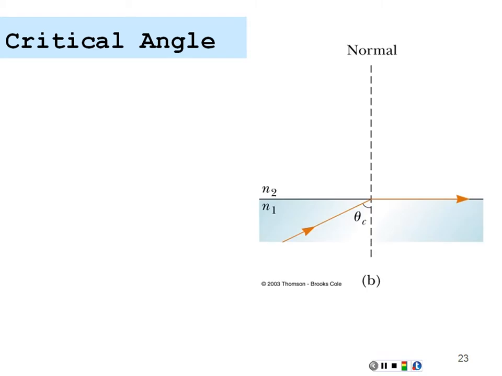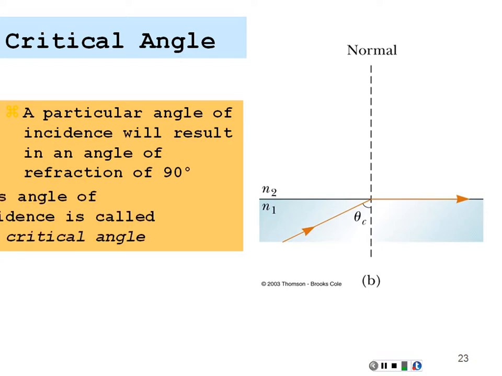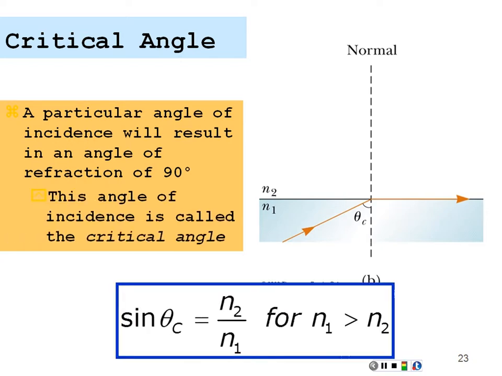So that will occur at the critical angle. A particular angle of incidence will result in an angle of refraction of 90 degrees. If we use Snell's law for this, we would just have the sine of 90 degrees for the refracted angle, and the sine of 90 degrees is 1. So this critical angle will occur when sine theta critical is equal to index 2 over index 1.